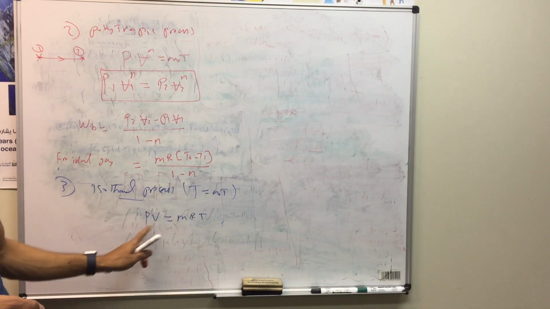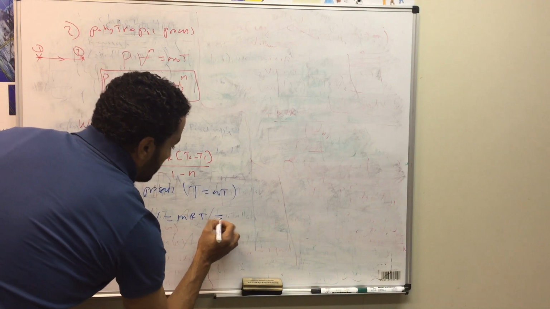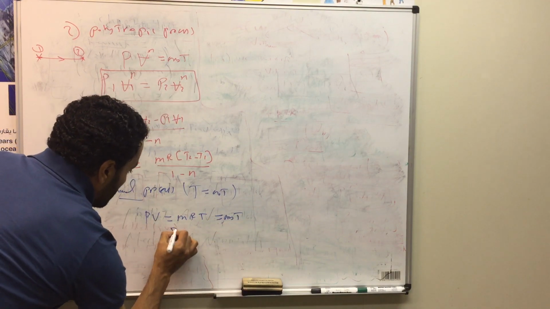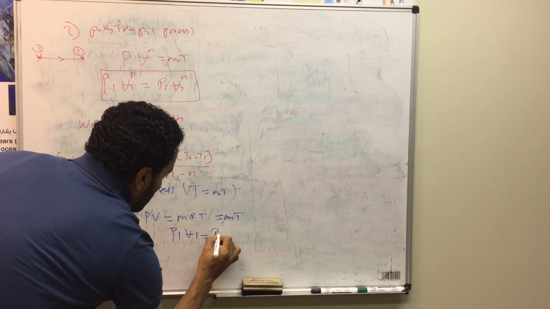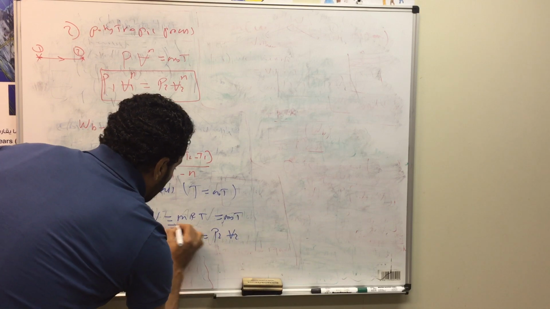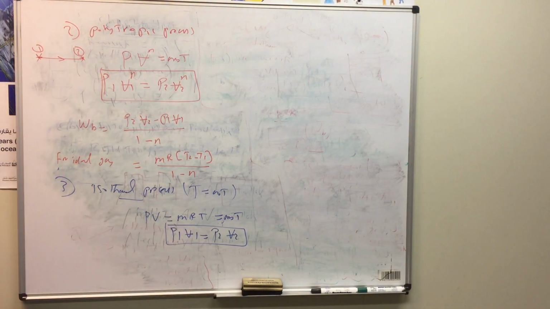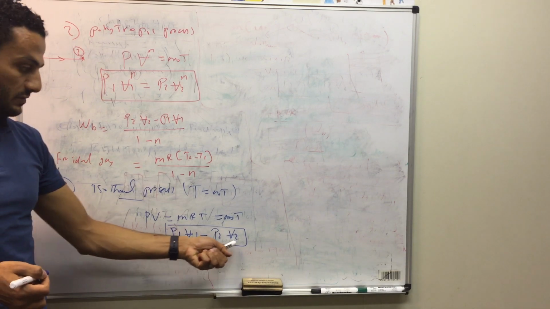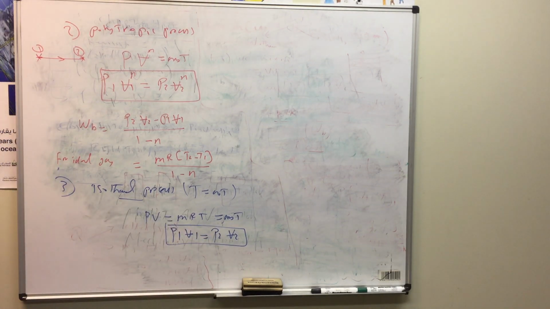So in this case, PV will equal constant. For an isothermal process, PV will equal constant. So we can say P1 V1 is the same as P2 V2. In some cases, if pressure and the volume at the initial state are given, and V2 is given, in this case we can get the final pressure, or we can calculate the final volume.